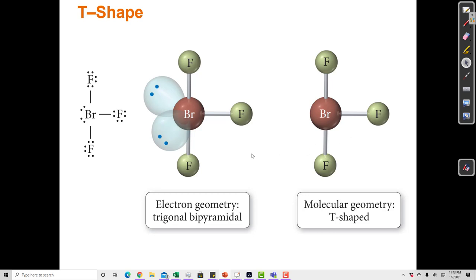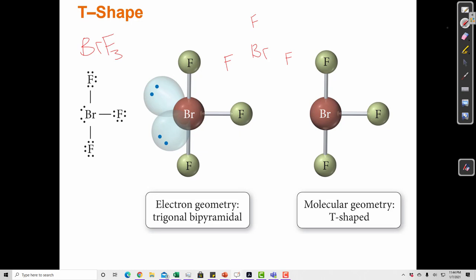So again, if I tell you to draw BrF3, then we would just start this the same way. Br, we imagine that Br is going to go in the middle because I have one of them and I have three of these Fs. And we fill in the valence electrons from the periodic table, and Br has 7, and each F has 7. They're all in the same column, so they all have the same number of valence electrons.